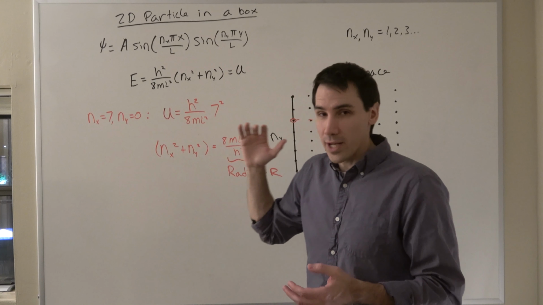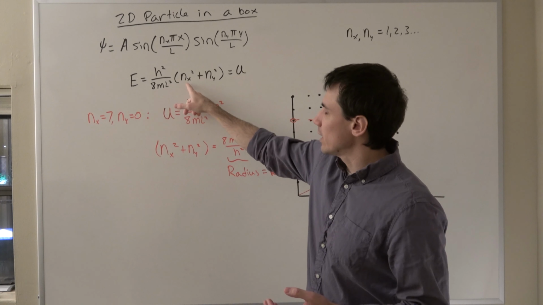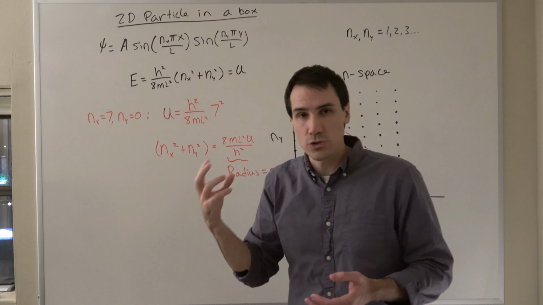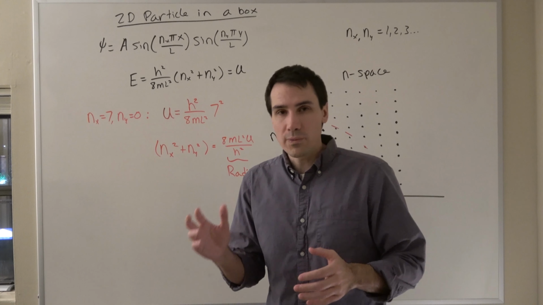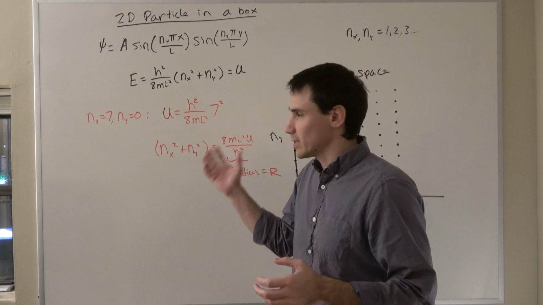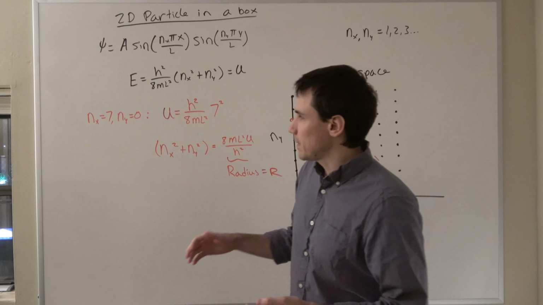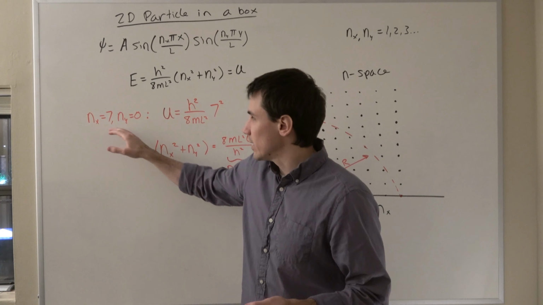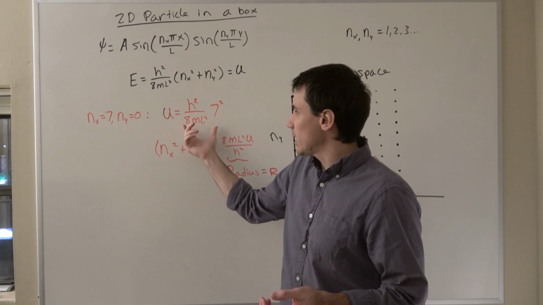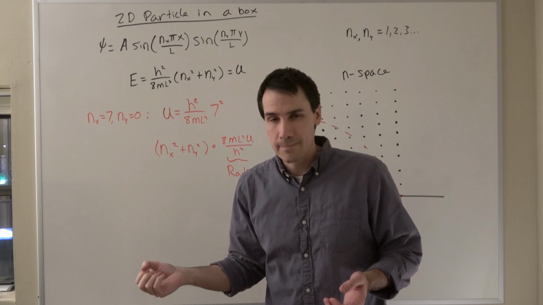In this case, our energy goes like this expression here, where we have an nx squared plus ny squared giving us our total energy. What we're interested in finding is how many states there are with this particular energy. As an example, I'm going to pick nx equals 7 and ny equals 0, which gives me an energy of h squared over 2mL squared times 7 squared.